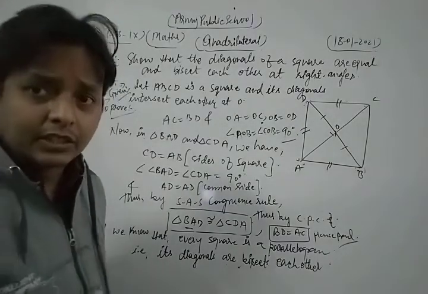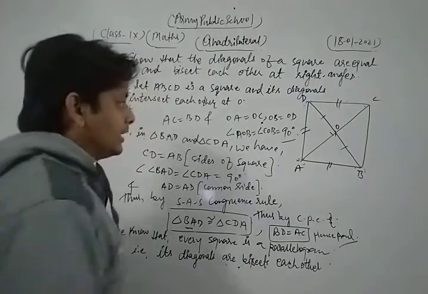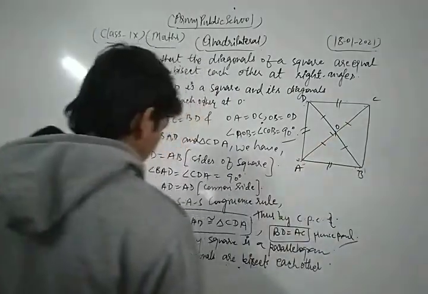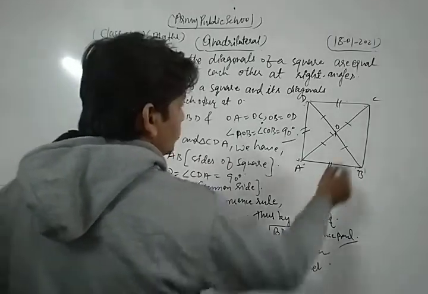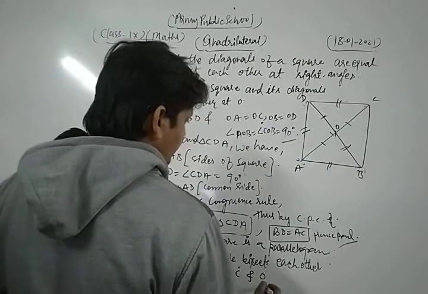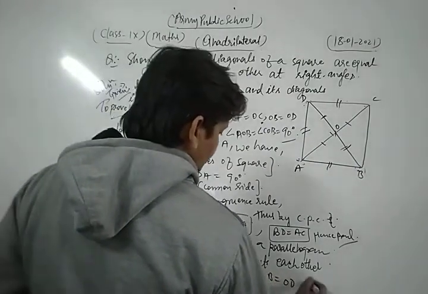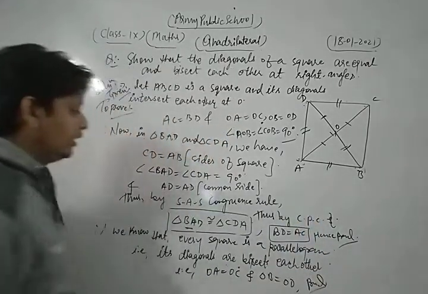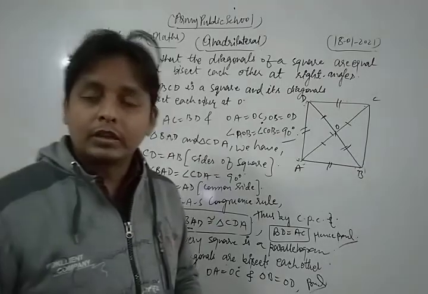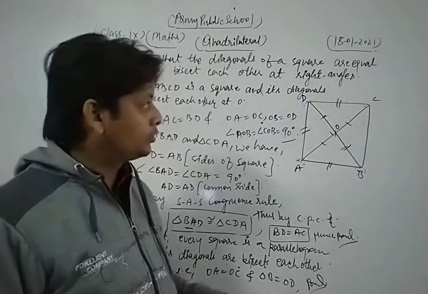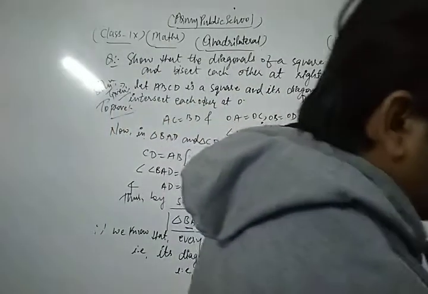That is, its diagonals bisect each other, that is OA is equal to OC, and OB is equal to OD. Hence proved one result also. Now we have to show that the diagonals bisect each other at 90 degrees. Now let's see.